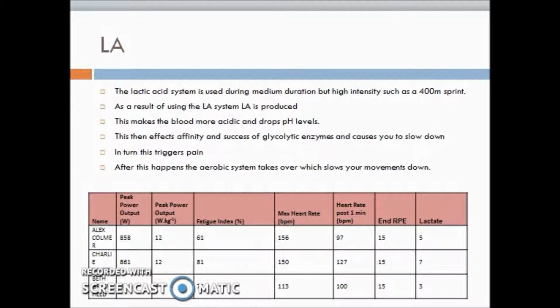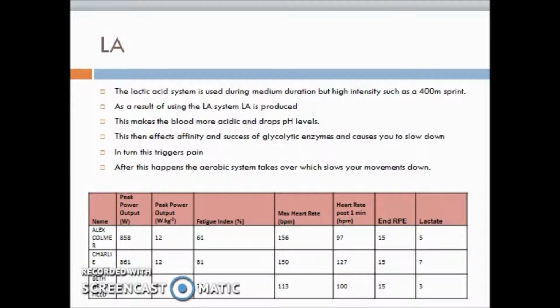As a result of all of this, your body won't be able to create large muscular contractions, which will eventually slow you down. This also triggers pain receptors, and that's when the LA has been created. After that happens, the aerobic system will want to take over as you're working aerobically, and intensity has dropped. Although this does a good job of keeping the ATP replenished, it's a very slow process.